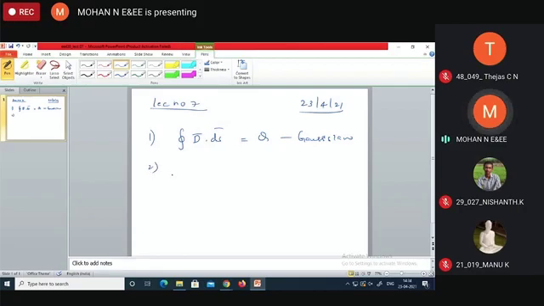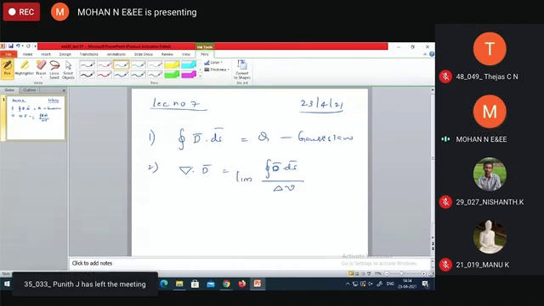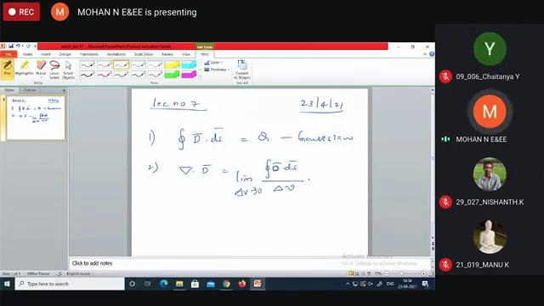Next, divergence. We have seen yesterday the divergence. That is nothing but the gradient of D vector, which is equal to the closed loop integral of D vector dot dS vector over the change in the volume, with the volume tending to zero. So this is what we have discussed, and this is divergence.